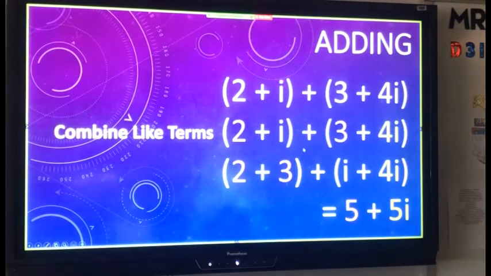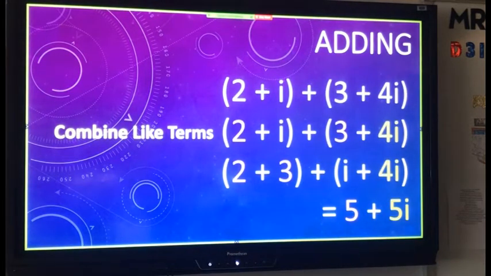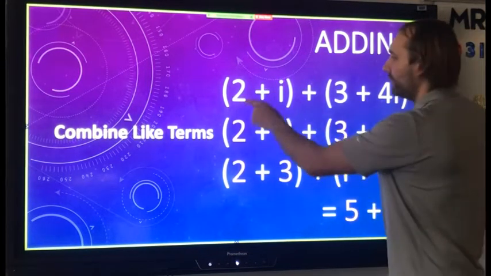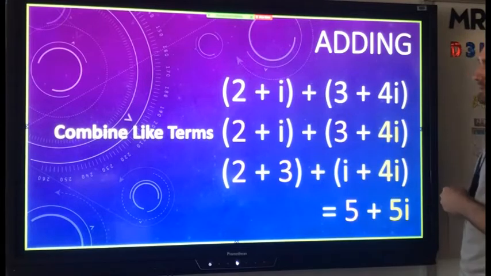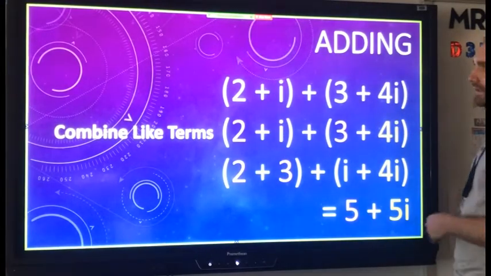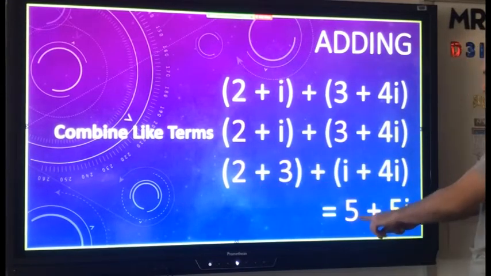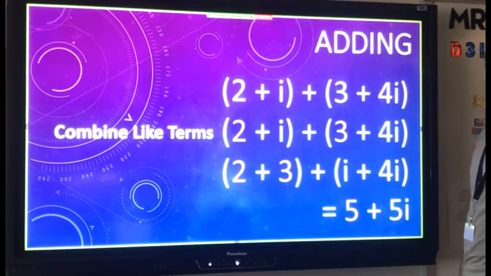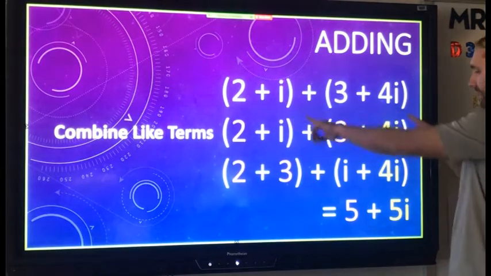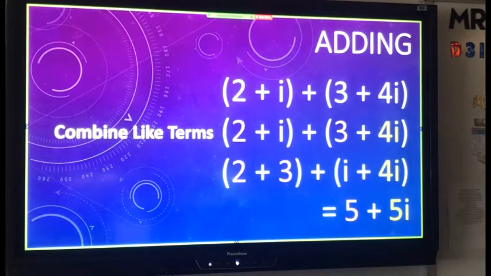Let's look at how to add, subtract, multiply, and divide complex numbers. Adding, in this case, 2 plus i plus 3 plus 4i, just requires combining your like terms. Take your real numbers, 2 and 3, and add them together. 5. Take your imaginary numbers, i and 4i, add them together.